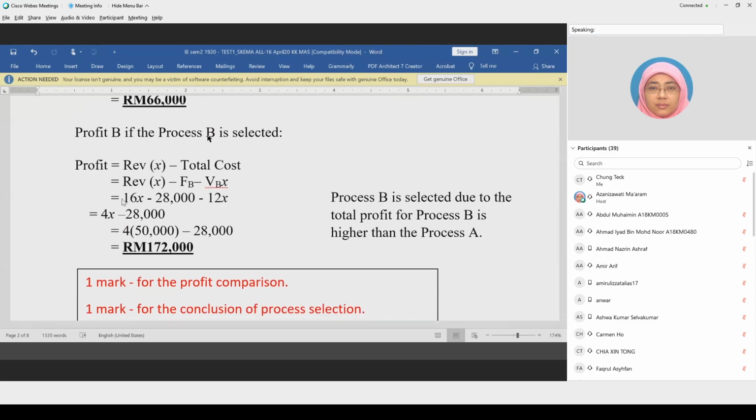So for process B, revenue multiply with X minus total cost. So you will get 4X minus for 28,000. So you replace X with 50,000. So 4 multiplied with 50,000 minus 28,000. So you will get the profit is 172,000. So therefore, the process B is selected due to the total profit for process B is higher than process A.